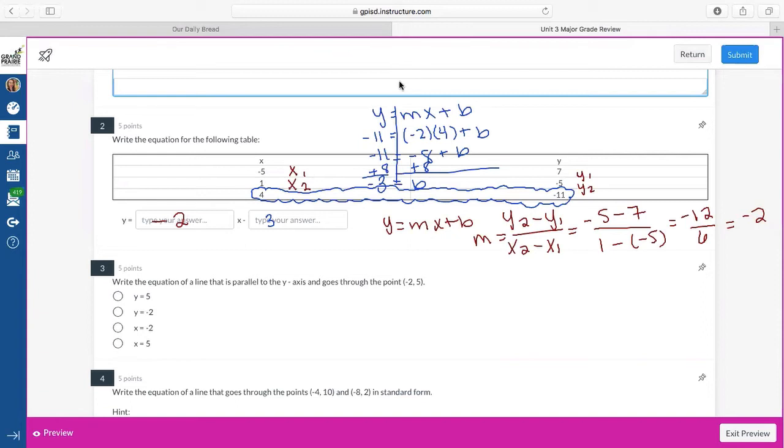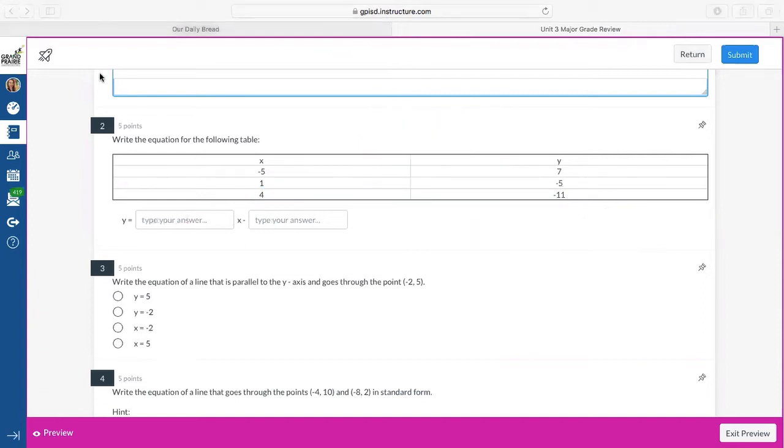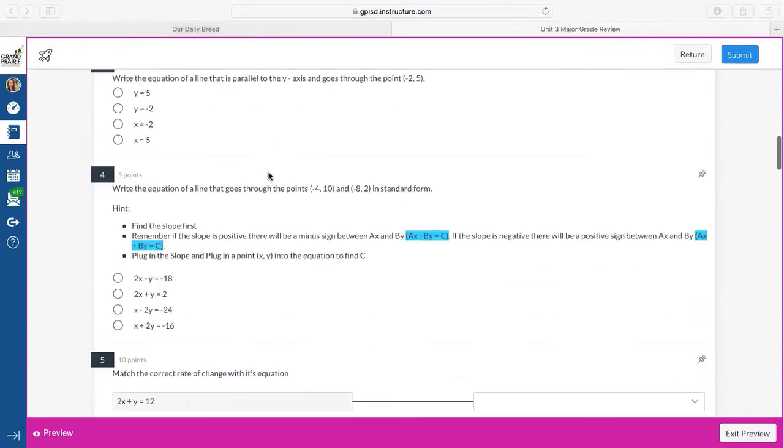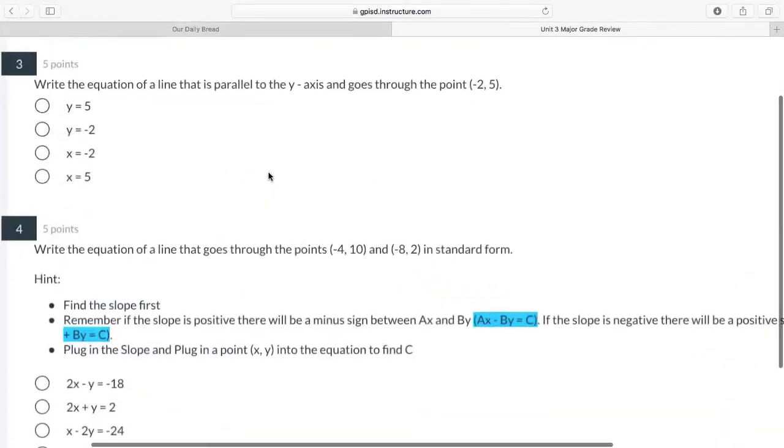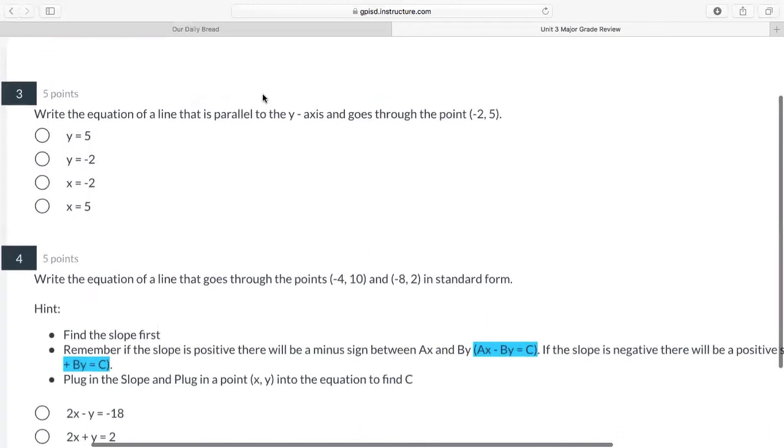All right, moving to number 3. What is the equation of a line that is parallel to the y-axis and goes to the point negative 2, 5? So remember on these, I say take your time. So I'm gonna draw, for me, an x and a y-axis. So Jaden, this kind of answers your question. This could be done in your head, but I notice people who do it in their head usually mess up.